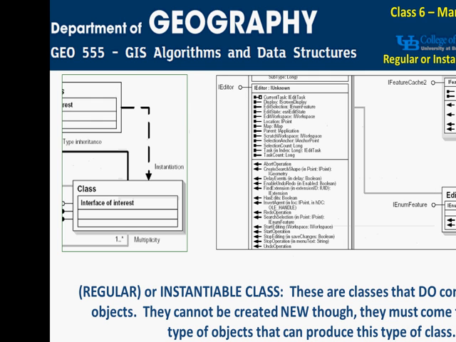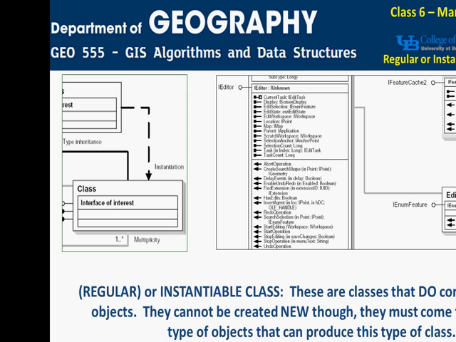The next type of class, and the difference between these next two is a little bit more ambiguous. A regular or instantiable class do contain real objects. It's not like the abstract. But you can't create a new object from them. They have to come with another type of object.